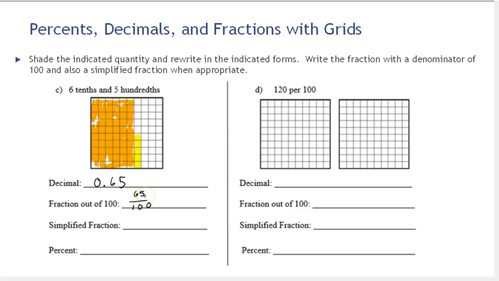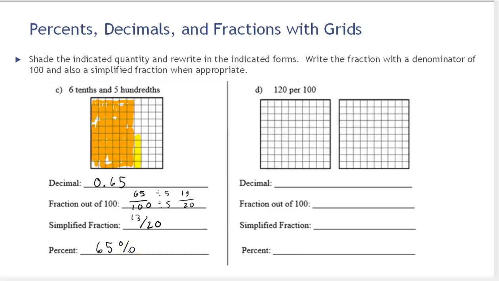Since 65 has a factor of 5, we can simplify this. Actually, I'm just going to write this up here. So we can divide the numerator and denominator by 5. 5 goes into 65 13 times. 5 goes into 100 20 times. So as a simplified fraction, this is 13 over 20. And as a percent, we can refer either to the decimal and say 65 hundredths is 65 per 100, or 65 over 100 is 65 per 100, which is percent.